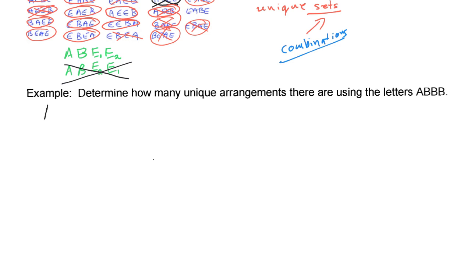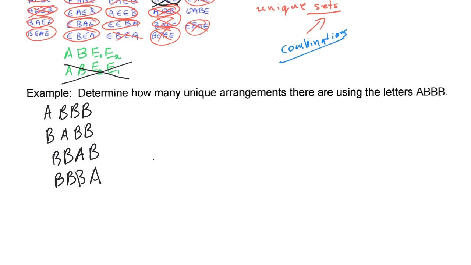So imagine we fix the A, then there's 3 B's after it. Then we also have a B with an A and two B's after it. And then we also have BBAB, and then we have BBB and the letter A. So we know, based on this, that there are 4 unique combinations available to us.